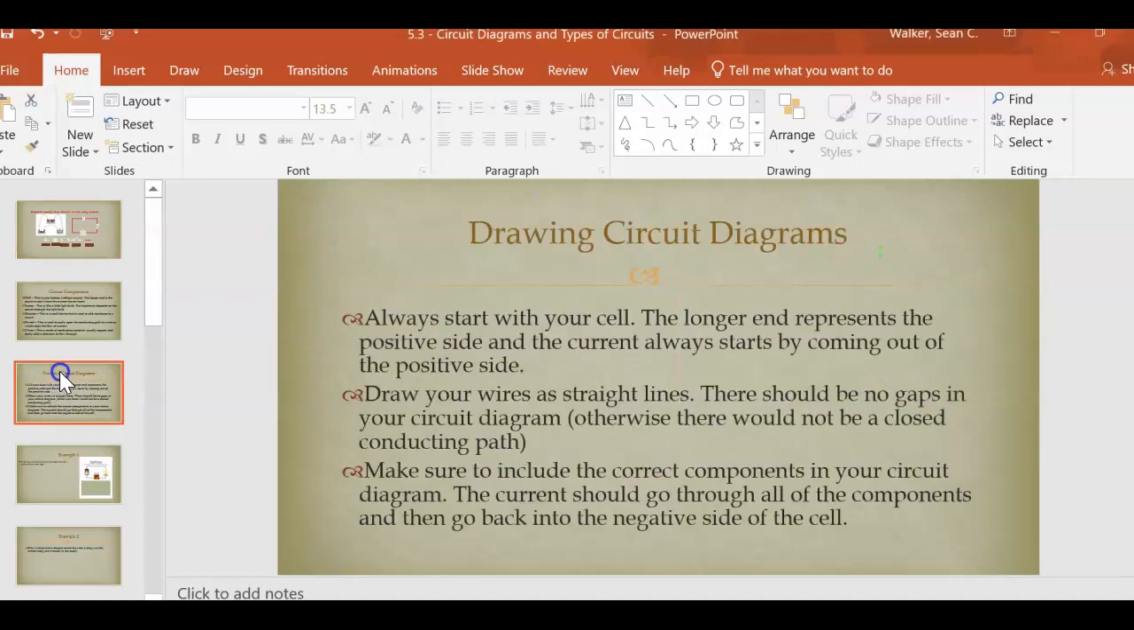Okay, moving on. You're obviously not going to be drawing circuit diagrams, but you do need to be able to interpret them, so make sure that you have all of this information down in your notes. The longer end of the cell is the positive side, current always comes out of that side, etc.